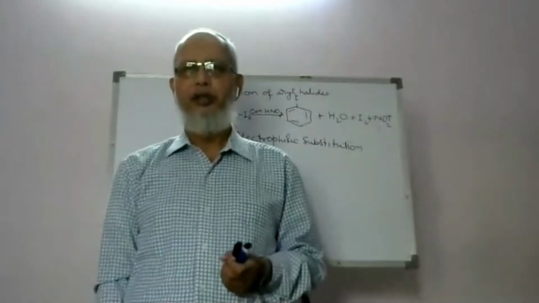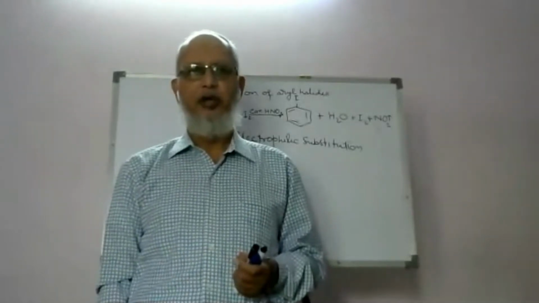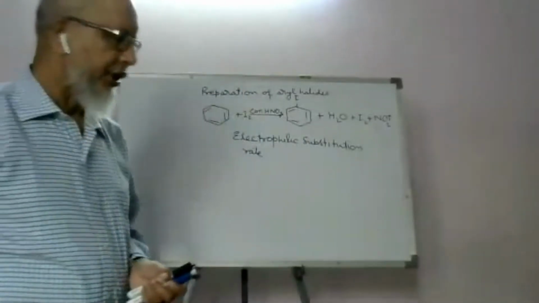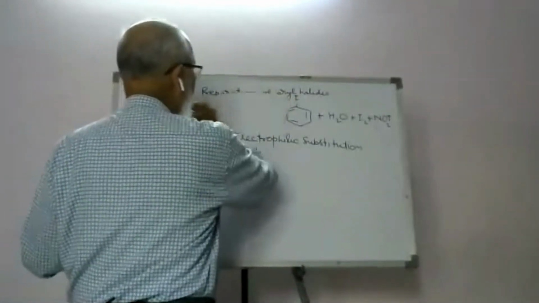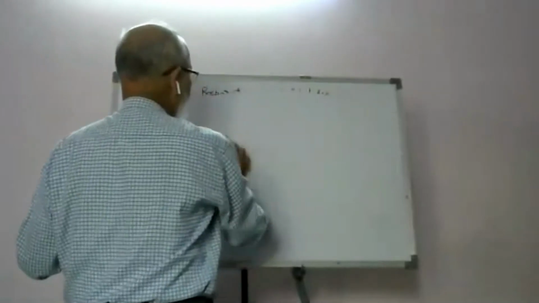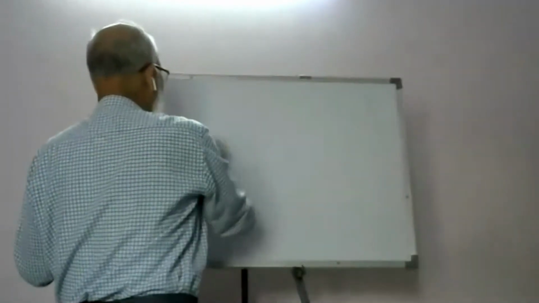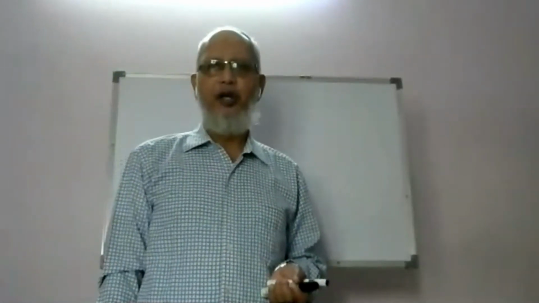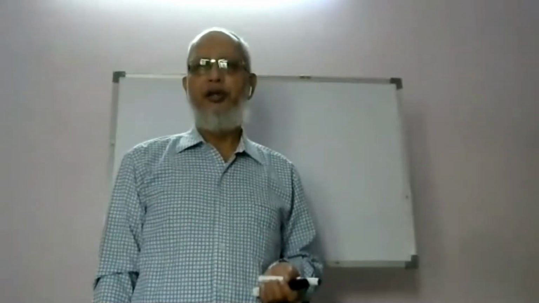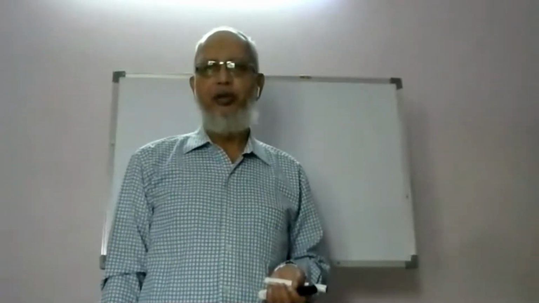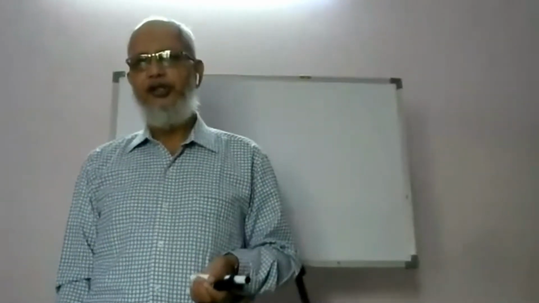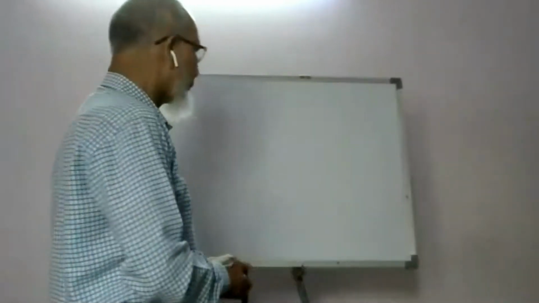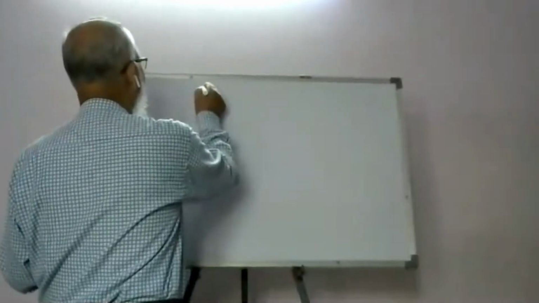Now let us see what is the mechanism of electrophilic substitution reaction. This I will try to explain with the help of the reaction of benzene with chlorine. The electrophilic substitution reaction consists of steps. The first step is the formation of electrophile. The second step is the formation of carbonium ion, the third step is the stabilization of carbonium ion by resonance, and in the fourth step, the removal of proton from the carbonium ion to form the final product.